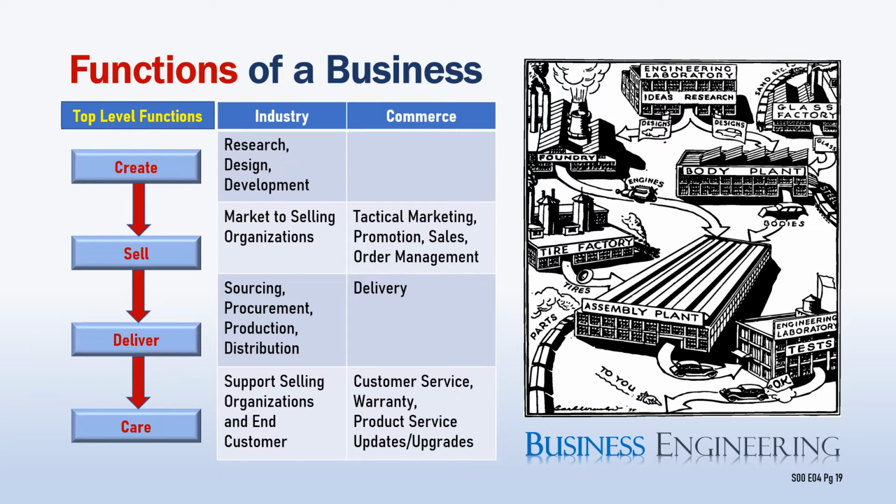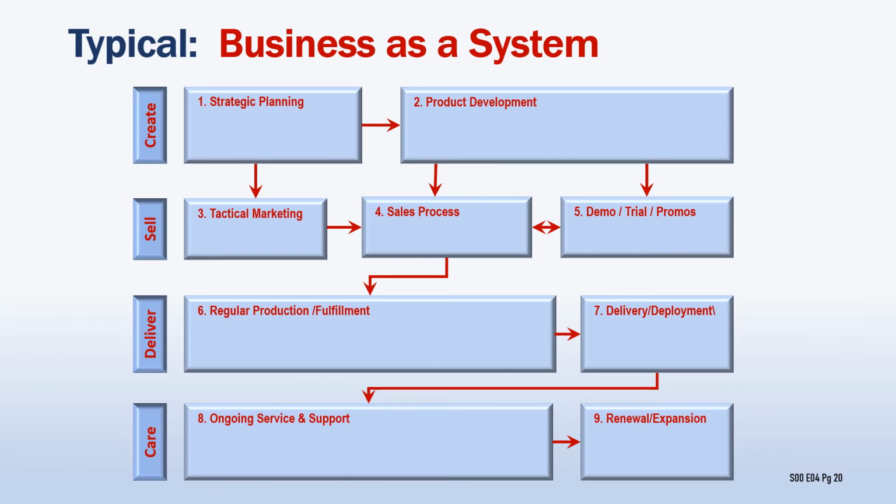Sell refers to marketing to the sales channels as well as to the end consumers. Deliver refers to the supply chain process of sourcing, procurement, production, and delivery of goods and/or services. And care refers to the ongoing support provided to the customer. Typifying the business as a system.